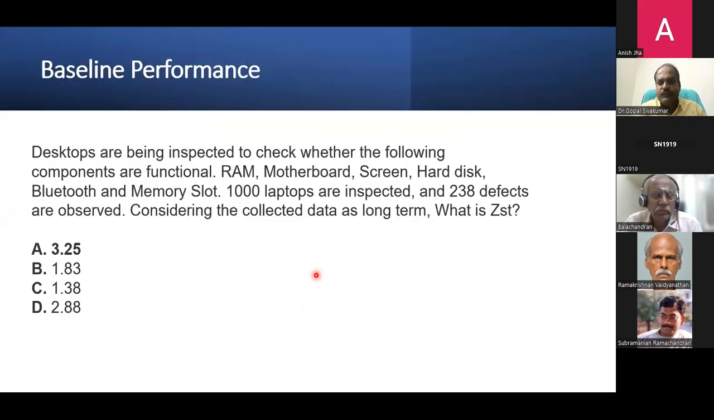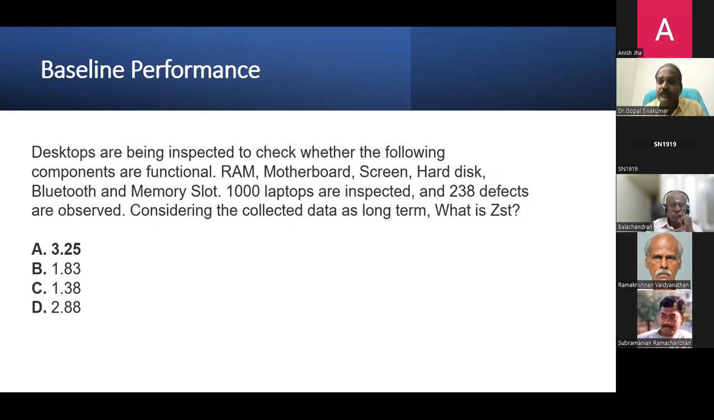Now, desktops are being inspected to check whether the following components are functional: RAM, motherboard, screen, hard disk, Bluetooth, and memory slot. How many items are you checking? 6 items. Six opportunities for a defect to happen in your laptop or desktop. Now, 1,000 laptops are inspected. The team has noticed 238 defects. Under this scenario, what will be your Z ST?